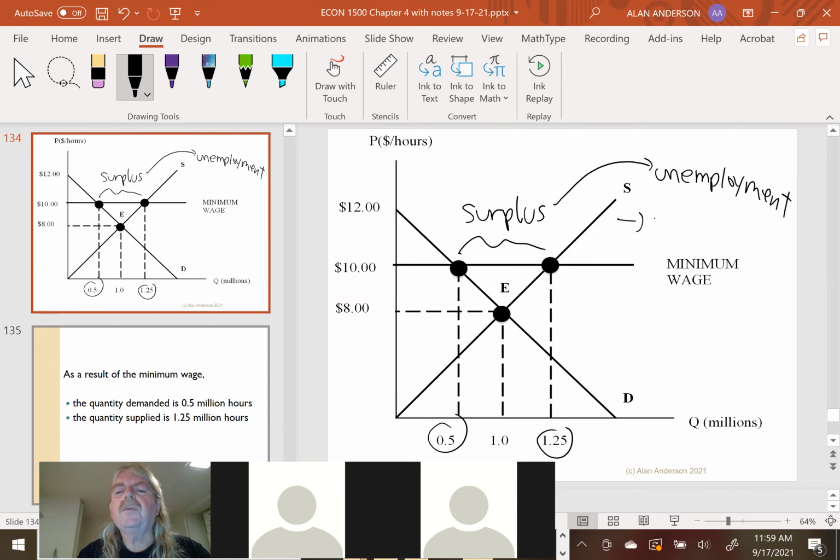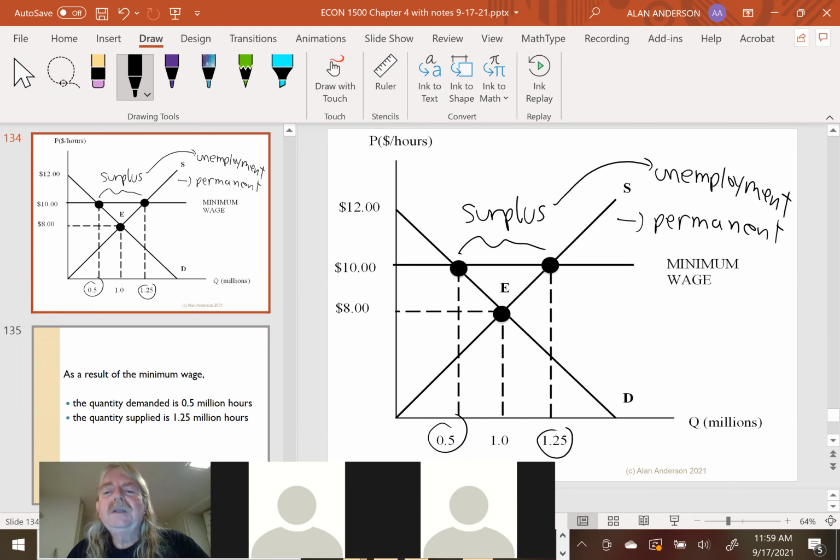And this, of course, is now permanent. These people cannot work because they can't produce enough to generate a salary of $10 an hour. So they're stuck. What do they do? Where do they go? They can't find a job because whatever their skill set is, it's not enough to justify paying them $10 an hour.